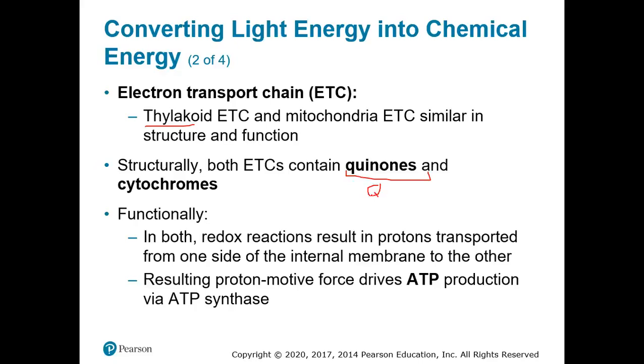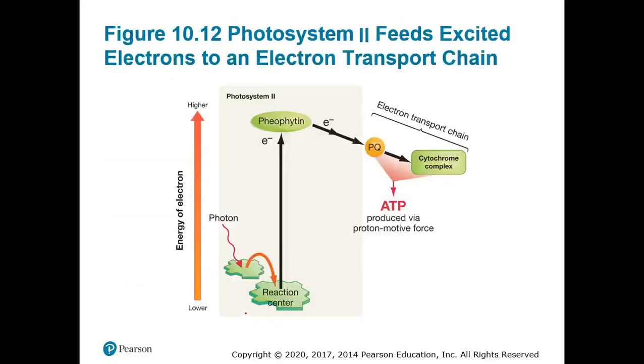These are our shuttle proteins, so they're going to help transfer that electron between those members of our hot potato chain, and functionally very similar. Okay, we're pumping protons from one side of the membrane to another. We're creating that electrochemical gradient, and we're using that proton motive force to make ATP using ATP synthase. So basically, structurally and functionally, this electron transport chain is the same one we see in cellular respiration.